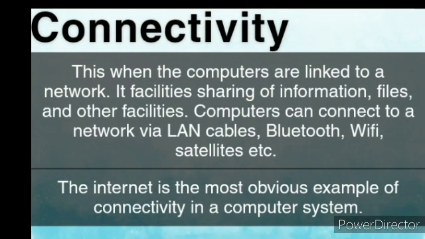And the last element of the computer system is the connectivity. Connectivity. This is when the computers are linked to a network. It facilitates sharing of information, files, and other facilities. Computers can connect to a network via LAN cables, Bluetooth, Wi-Fi, satellites, and etc. The internet is the most obvious example of connectivity in a computer system.